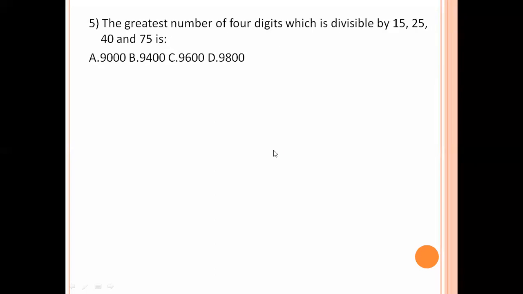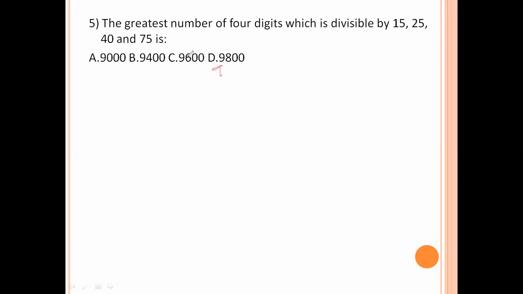Next. The greatest number of 4 digits which is divisible by 15, 25, 40 and 75 is: our greatest number is 9800. 15 6s are 90, carry 8, 80, so 15 5s are 75, carry 5, 50. 50 is not divisible by 15. So this one is not the correct answer.